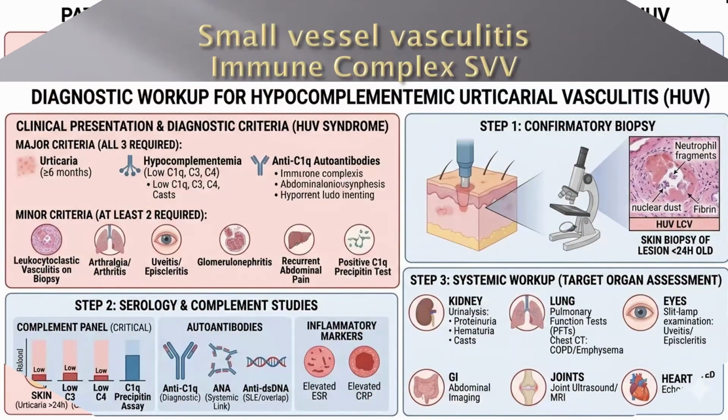The diagnosis of hypocomplementemic urticarial vasculitis must include 3 of the major criteria and at least 2 of the minor criteria. The major criteria include urticaria, which is persistent more than 6 months, laboratory evidence of hypocomplementemia, and detection of anti-C1q autoantibodies. The minor criteria may include leukocytoclastic vasculitis on skin biopsy, arthritis, uveitis, glomerulonephritis, or recurrent abdominal pain.